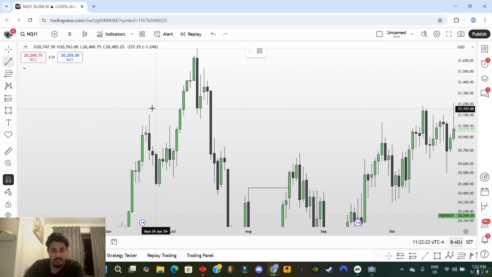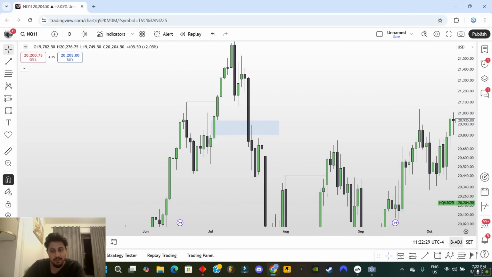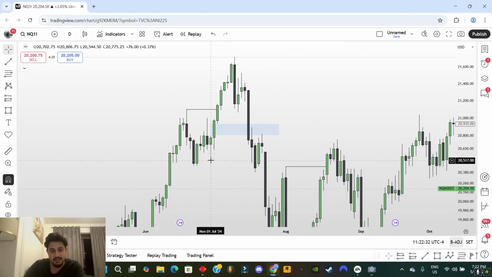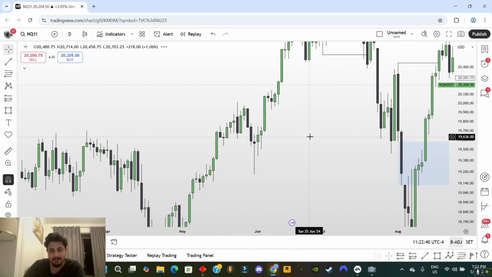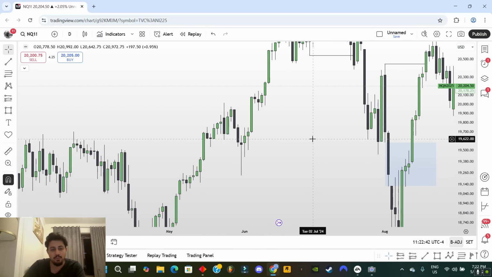Oh, that is another one over here. We swept the high over here. We have this final fair value gap over here in this dealing range, from this dealing range low to this dealing range high. We have multiple, so we wait for the final one. We get a retest, and the draw on liquidity was hit right there, guys.